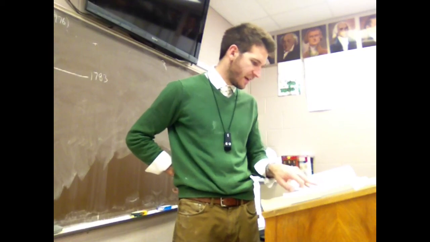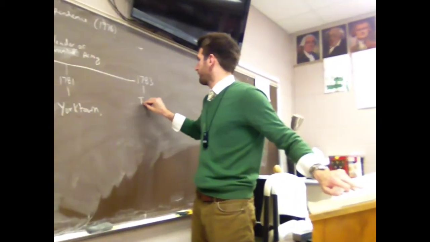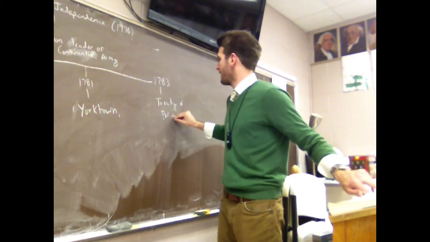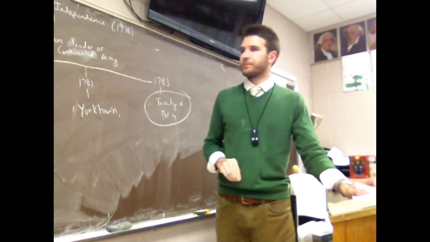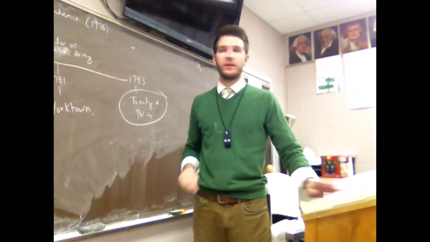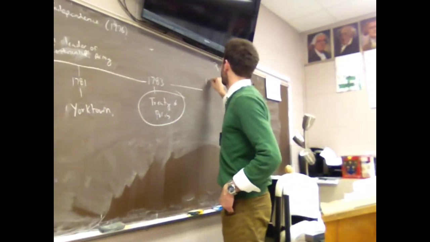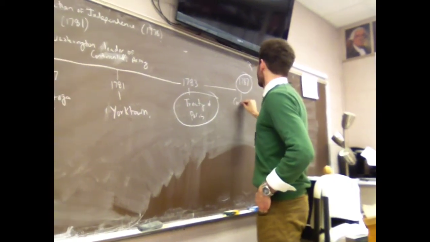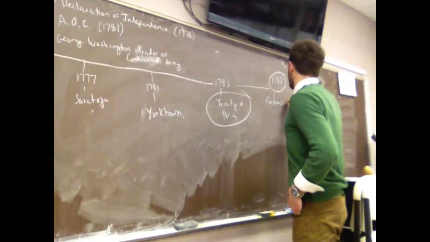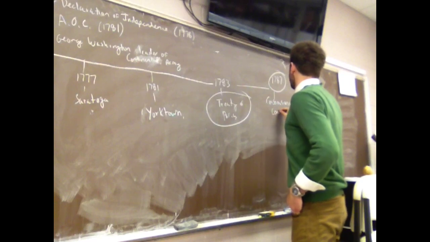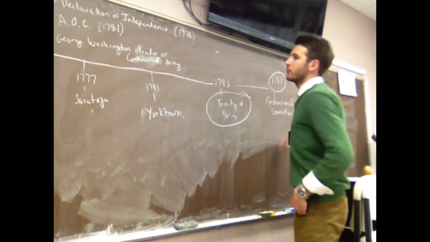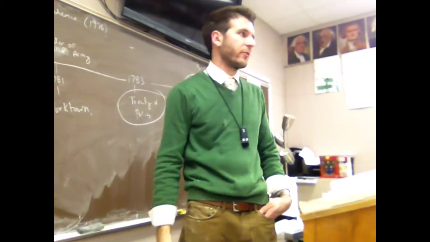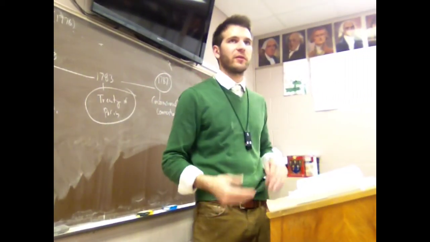Treaty of Paris, 1783, is the end of the Revolutionary War. The Constitutional Convention is when? 1787 is the Constitutional Convention. So, from 1781 to 1787 is how long the Articles of Confederation are in place. It's not that long at all, just 6 years.